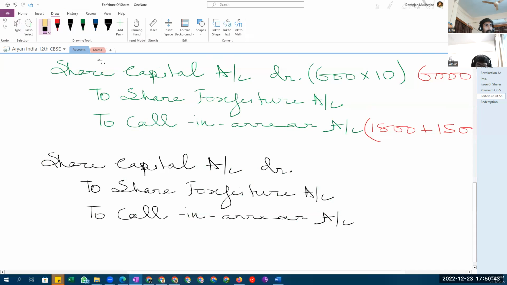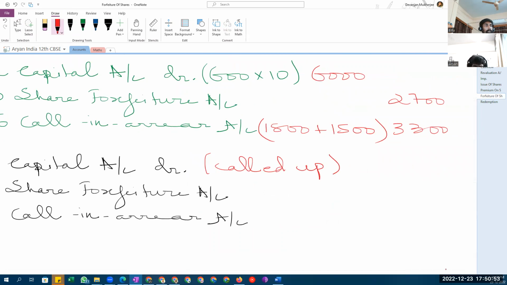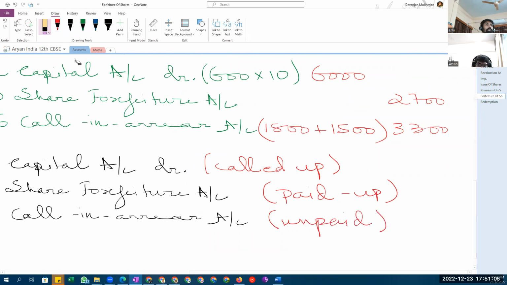Standard format of this will be: share capital account will be debited by the called up money. Share forfeiture will be the paid up. And the call in arrear will be the unpaid. ठीक है. Called up मतलब the amount of money which we have asked from him up to that point. Paid up means the amount of money that he has paid up to that point. And unpaid, so I don't think you need to ask any questions here.